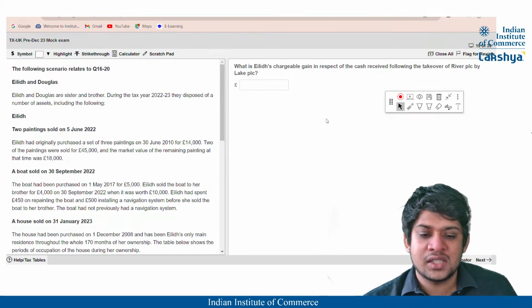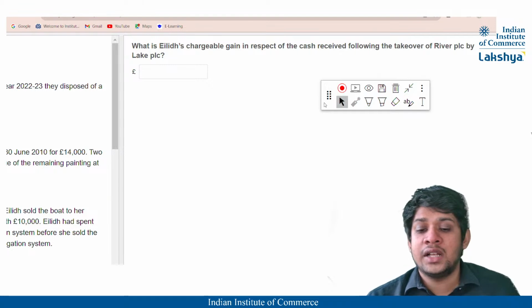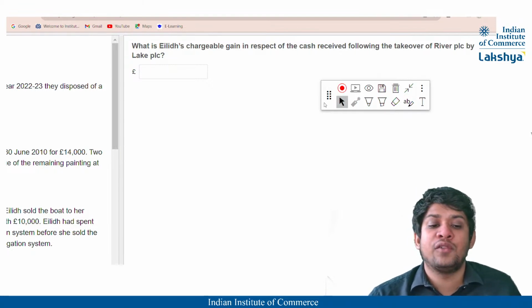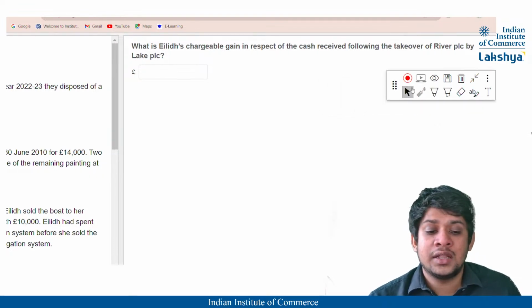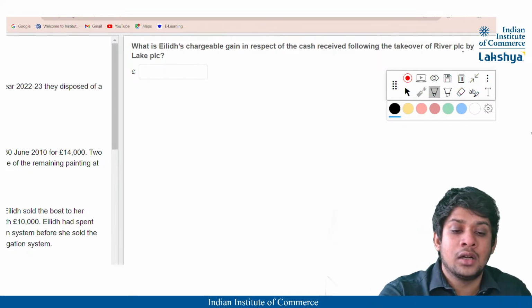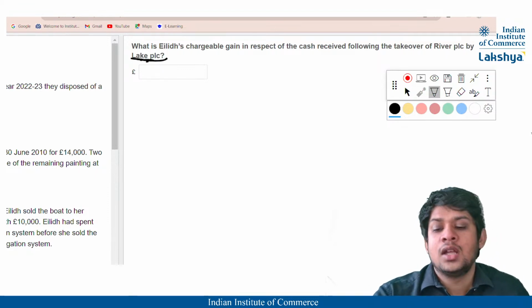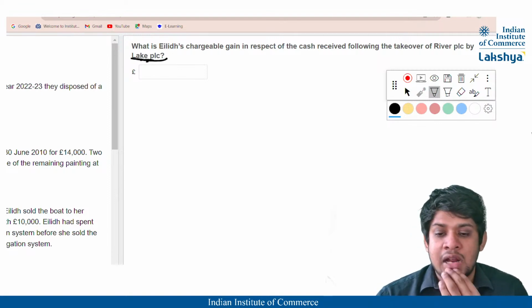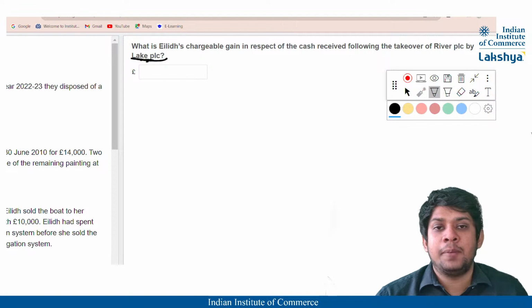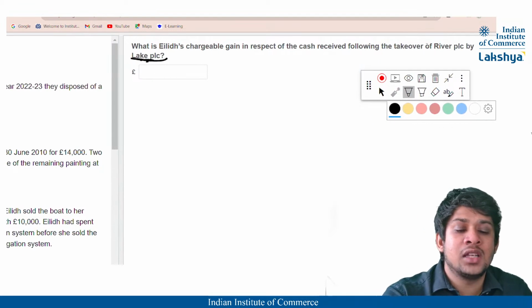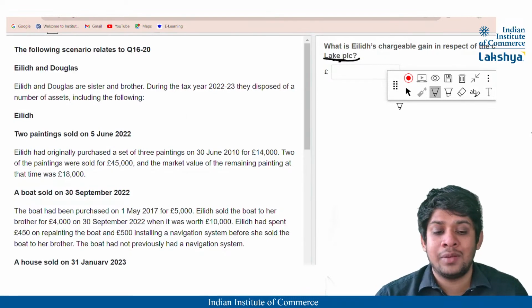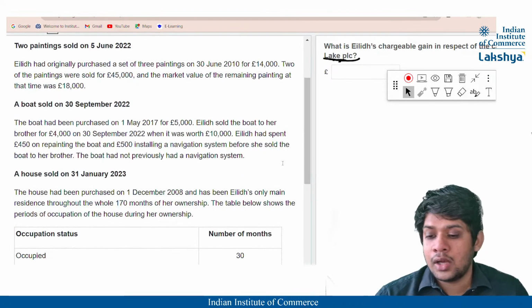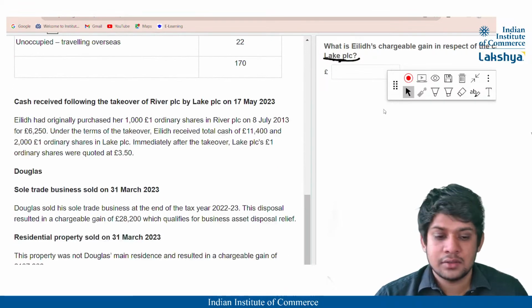Okay, now let us see the next part. What is Elidith's chargeable gain in respect of the cash receipt following the takeover of River PLC by Lake PLC? So maybe Elidith had some shares in Lake PLC, but that Lake PLC was taken over by River PLC. So probably from River PLC, in return, she would have got certain other shares. So guys, we have to see what part of those shares is going to be considered for chargeable gains.